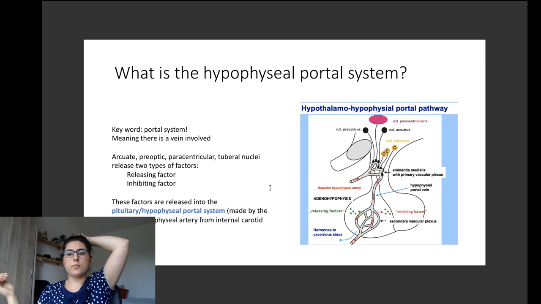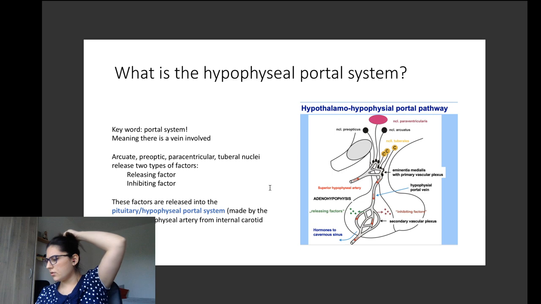Releasing hormone, sorry. You don't need to know hormone. I don't think you need to know hormones. Let me just check. Same before flight. Yeah. So, yeah.